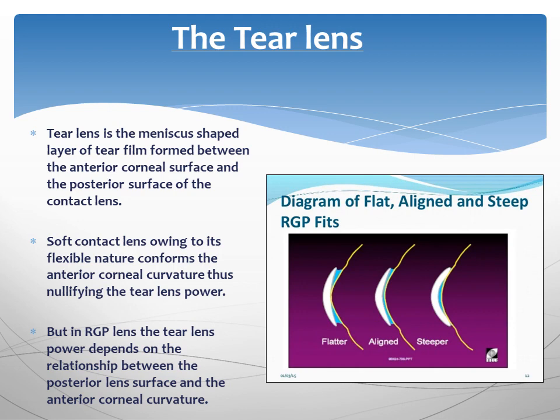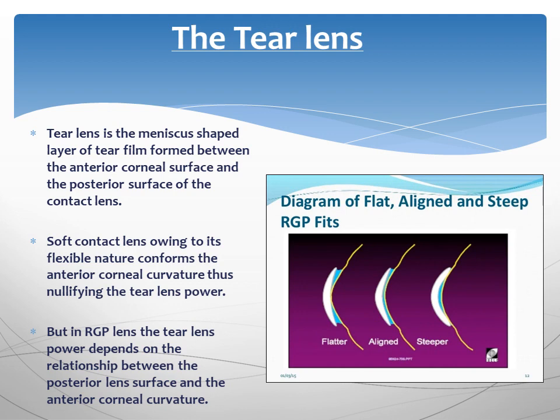So what is tear lens? Tear lens is basically the meniscus shaped layer of tear film which is formed between the anterior corneal surface and the posterior surface of the contact lens, as you can see in this picture. Now, when we are placing the contact lens over the cornea, the tear film over the cornea, which is called the precorneal tear film, distributes itself in two places. One is over the anterior surface of contact lens, which is called the pre-lens tear film. Another between the posterior surface of contact lens and the anterior surface of cornea, which is called the tear lens, the meniscus shaped tear lens, or the post lens tear film. Okay, well, with any kind of name you can address it.